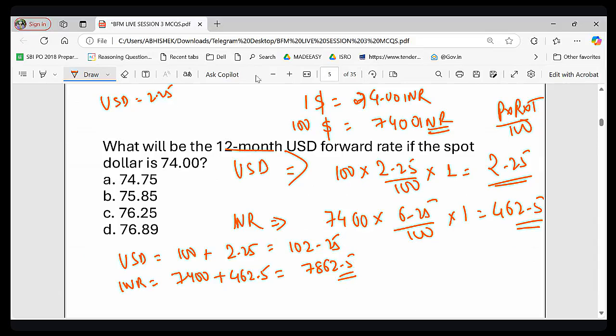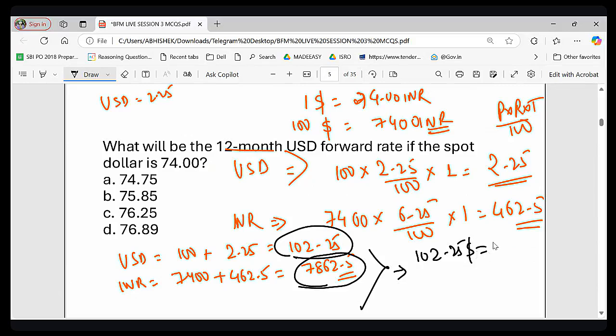So you have got two values, right? The first value is 102.25 and the second value is 7862.5. What do these two values represent? These values show the future value of both the currencies after 1 year. And finally, we will calculate the forward rate by dividing the future value of INR by the future value of USD. So we can write that $102.25 is equal to 7862.5 INR. So you have to calculate how much $1 is worth.